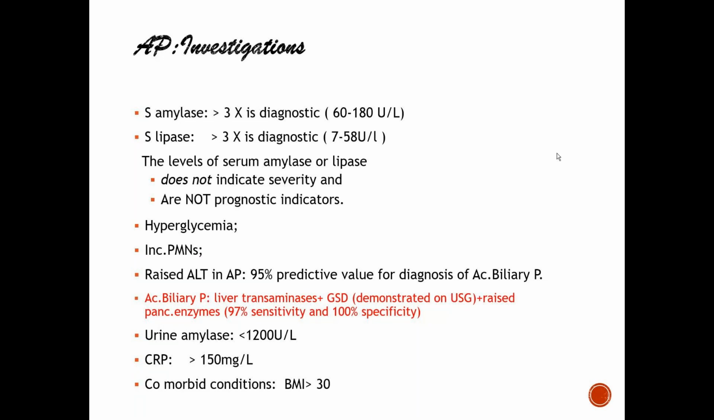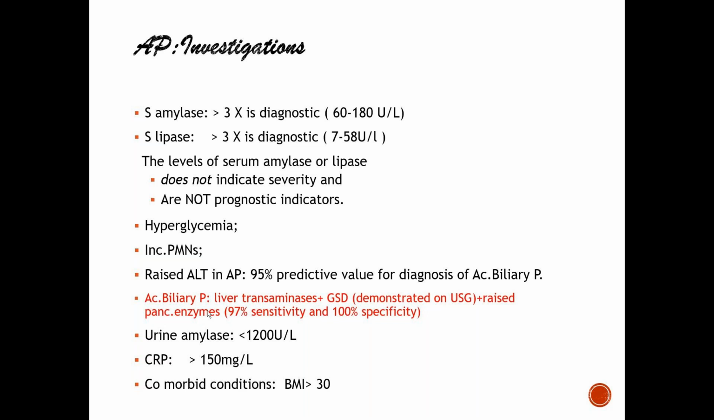What else would you find? Hyperglycemia. You would find a polymorphonuclear leukocytosis. You will find a raised aminotransferase level in acute pancreatitis, with almost 95% predictive value for diagnosis of acute biliary pancreatitis. And that brings us to an important point that biochemically, what suggests acute biliary pancreatitis with 97% sensitivity and 100% specificity? Number one, liver transaminase, that is ALT, gallstone disease demonstrated on ultrasound, and a raised pancreatic enzyme. All three together would suggest that 97% to 100% of the time this patient will be having an acute biliary pancreatitis, not peritonitis, acute pancreatitis, not peritonitis, right?